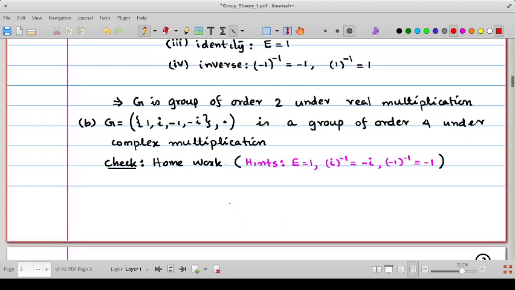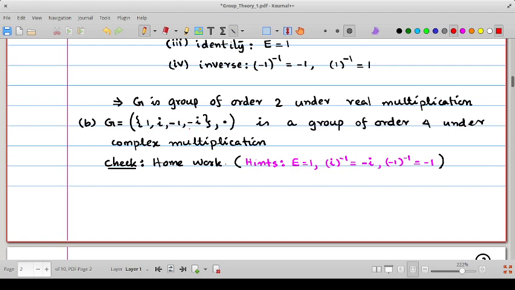Now we consider a second example. In this case, there are 4 elements in the set. They are the complex numbers 1, i, -1 and -i, and the dot here represents complex multiplication. It can be easily verified that it is a finite group of order 4, because there are 4 elements. So the properties that need to be checked are, first, closure, and by considering the products of all elements among themselves using complex multiplication, we can verify that the closure property is satisfied.